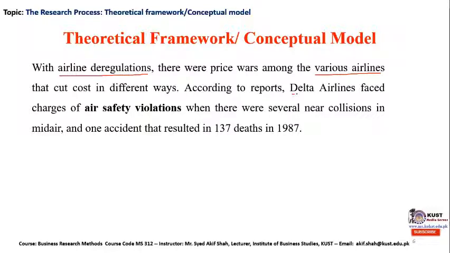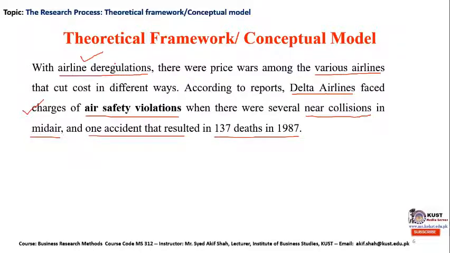According to the reports, one airline, Delta Airlines, faced allegations of air safety violations. They violated air safety measures when there were several near collisions and strikes among aeroplanes in mid-air, and one accident that resulted in 137 deaths in 1987. The possible cause of this safety violation is the new rules and regulations, which was the deregulation.